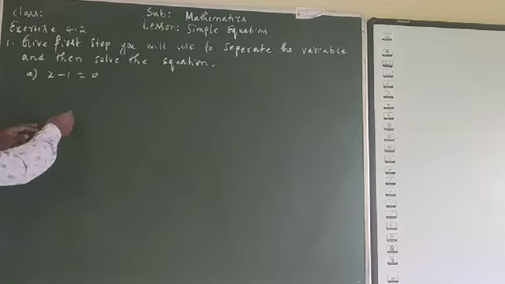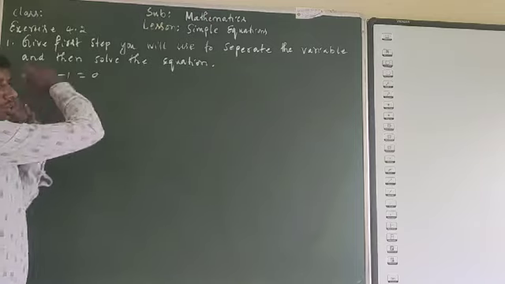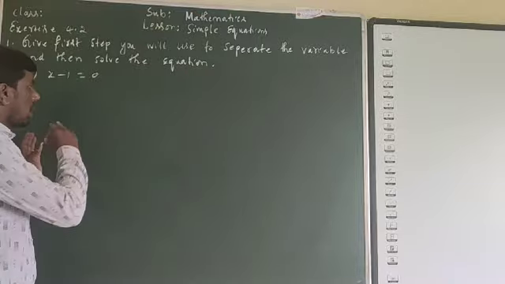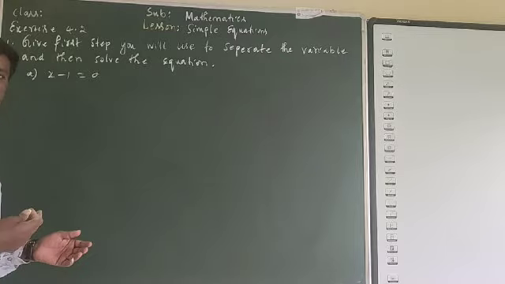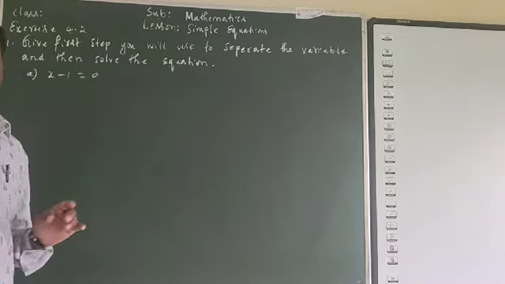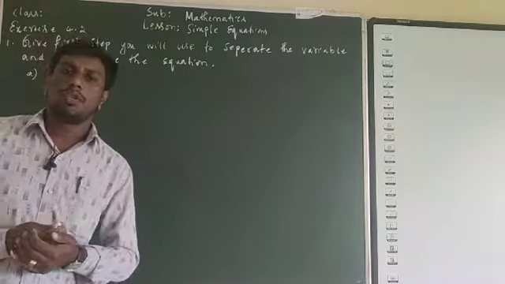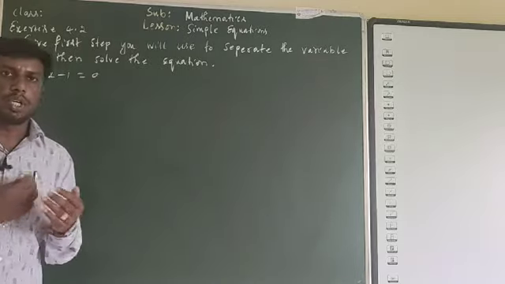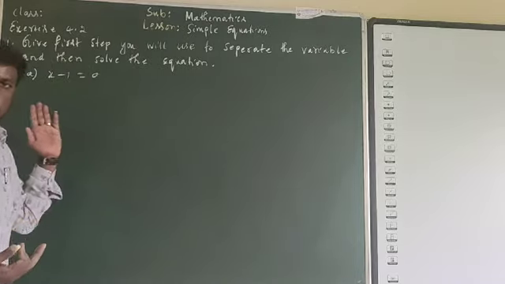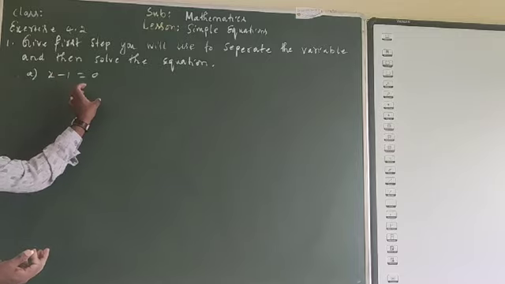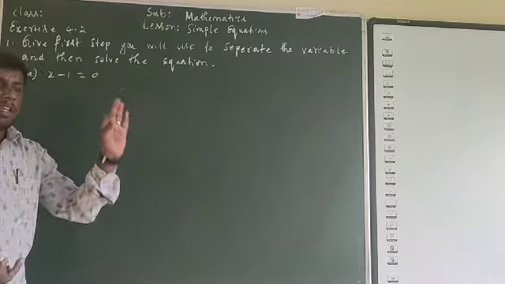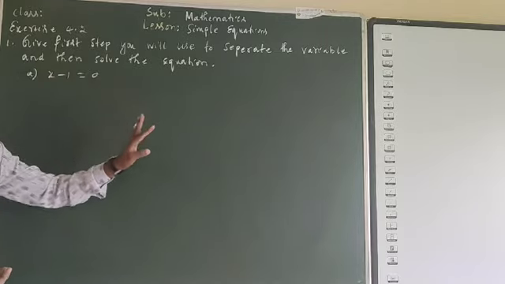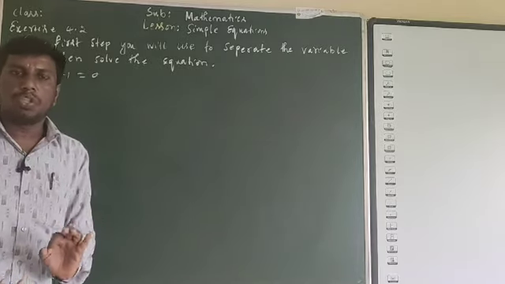If any values are there with the x, I should send them to the other side. I will transpose it to the other side, or I will do some operation. I will add something to the equation, or I will subtract something from the equation, that is, from both the sides. Whatever you are going to do, you should do it for both the sides. If you are going to add something, add to LHS as well as RHS. If you want to subtract, subtract from both LHS and RHS. So that is the rule in the equation.